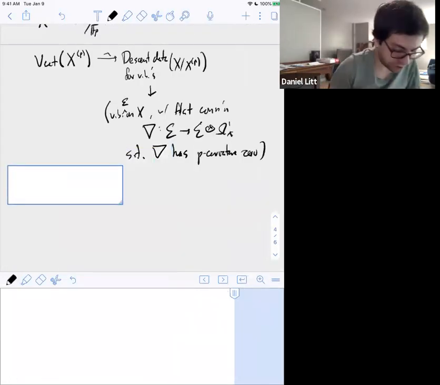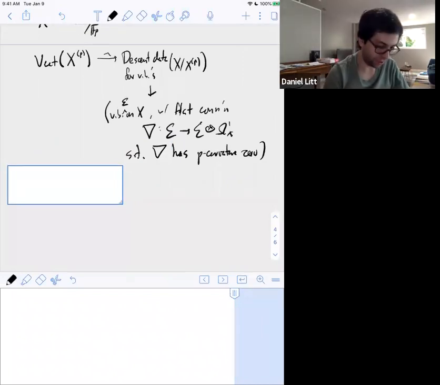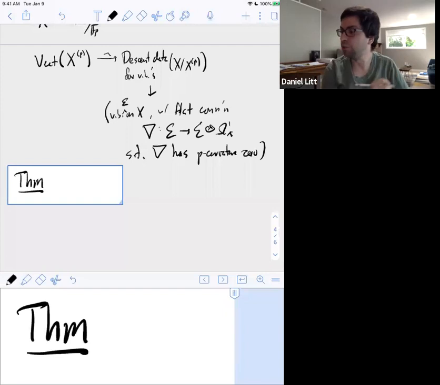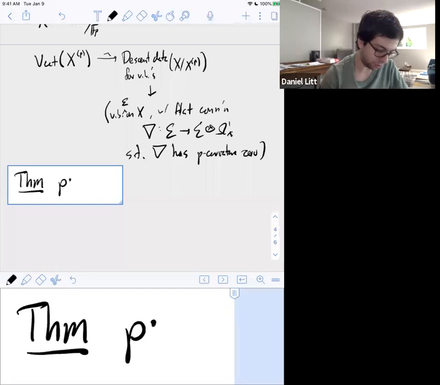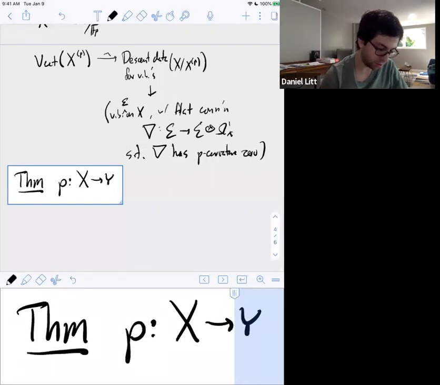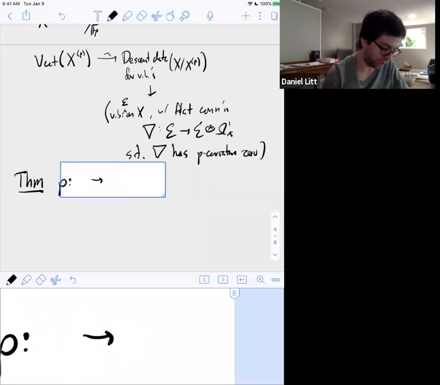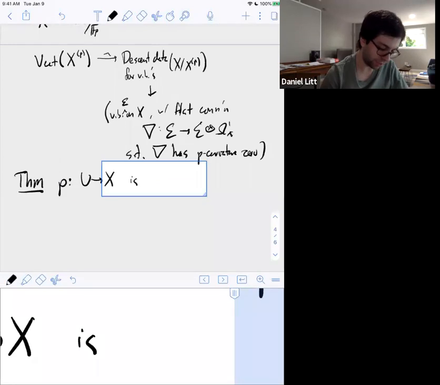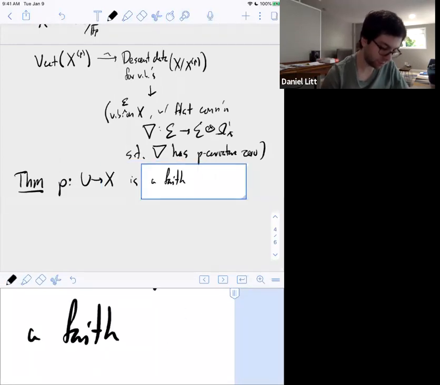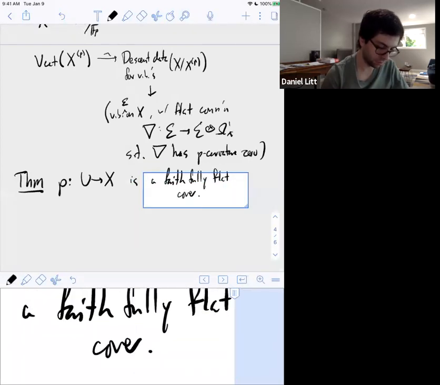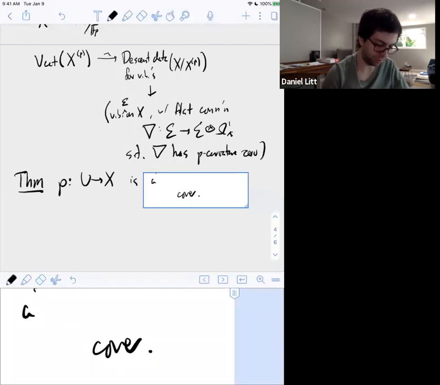So we've done quasi-coherent sheaves. The corollary of the full faithfulness part of descent was that quasi-coherent sheaves give you sheaves on the étale or fppf site. So I now owe you representable functors, and we're going to deduce it from that statement. So here's the theorem. Suppose p from U to X, maybe I'll use the same notation as before, is a faithfully flat cover. By faithfully flat cover, I mean fppf covers.